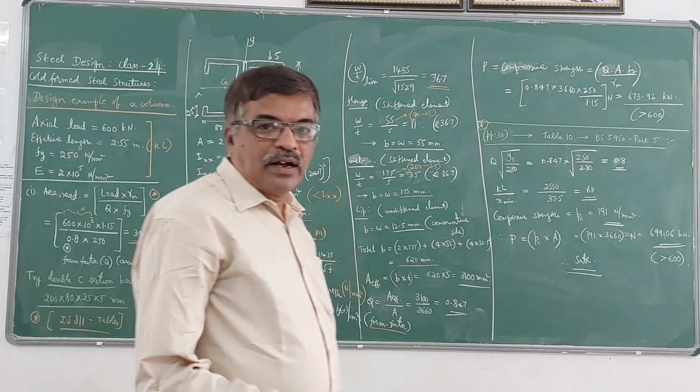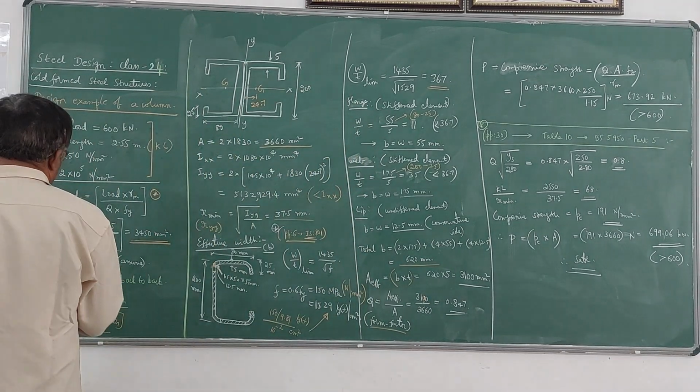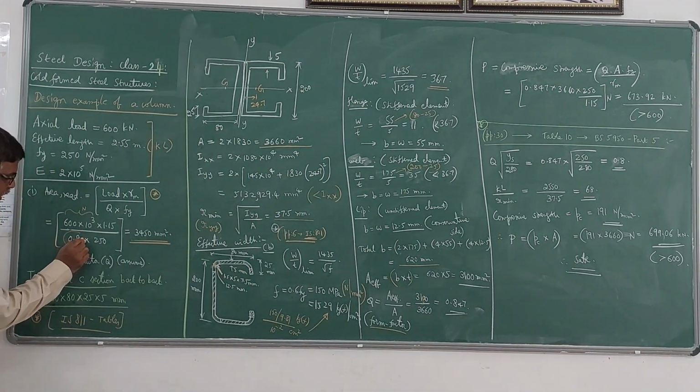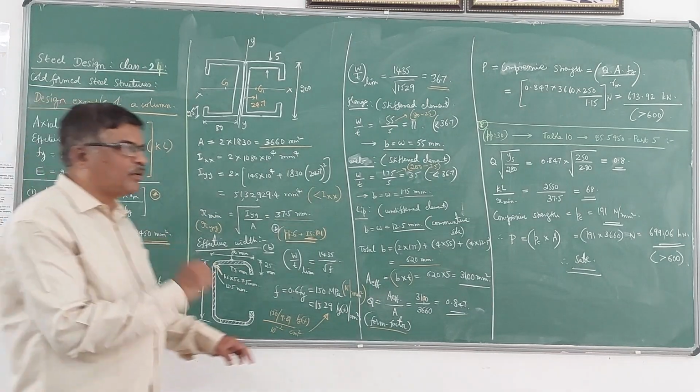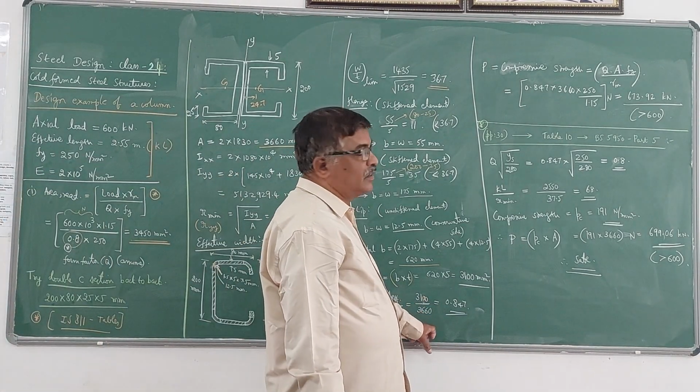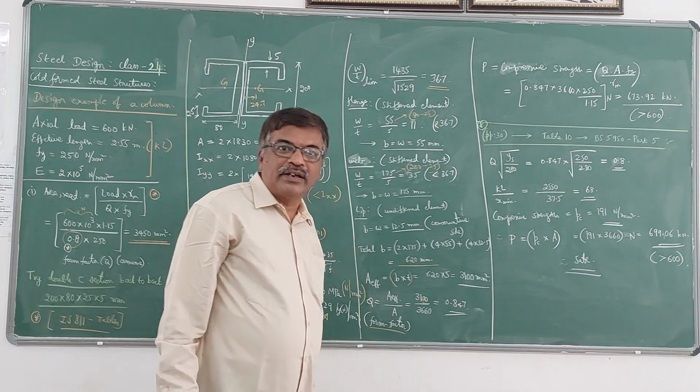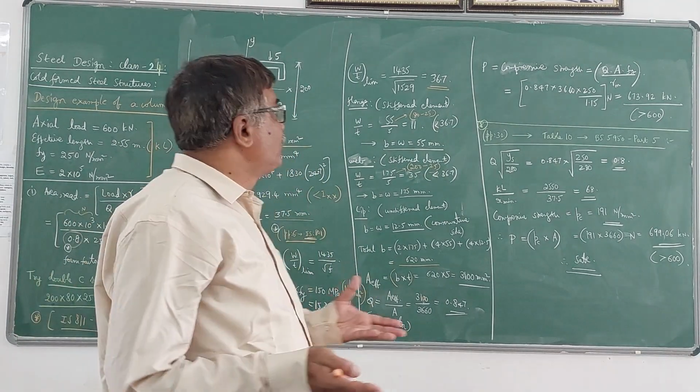So that is the Q value. Initially, you can observe here, we had assumed 0.8. So it has come to 0.847 here. So after the preliminary design, we are rechecking it.